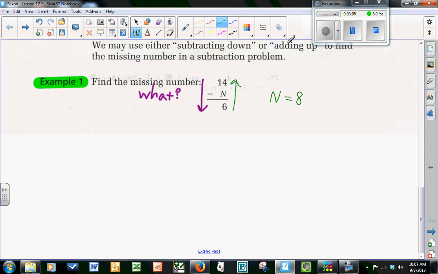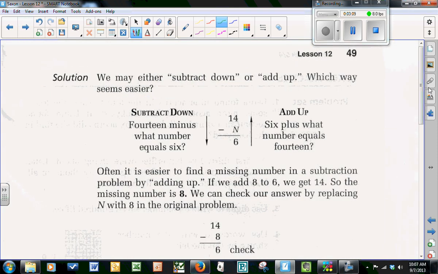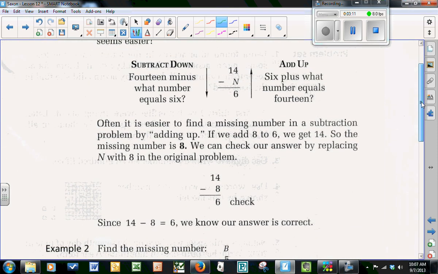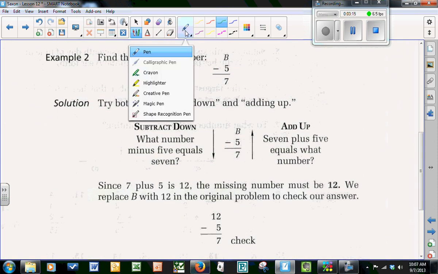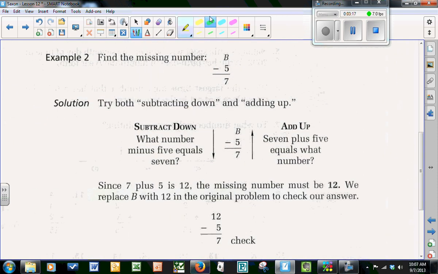Okay, let me switch to my mouse and let's go look at a second problem. Scroll down, we're on page 49 now. Scroll down and let's look at example 2 right here. Find the missing number. Now this time the variable is on top. It's the first on top when it's written vertically. In this case, b minus 5 equals 7.